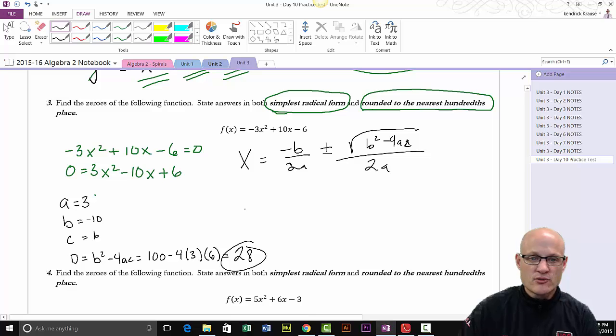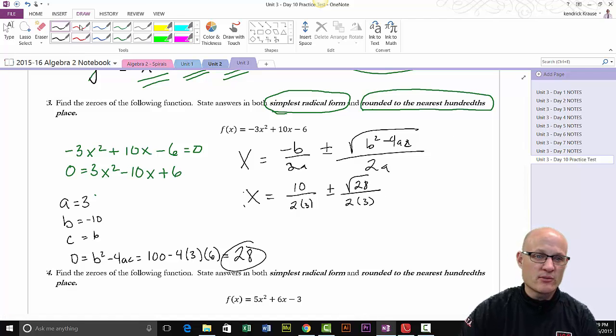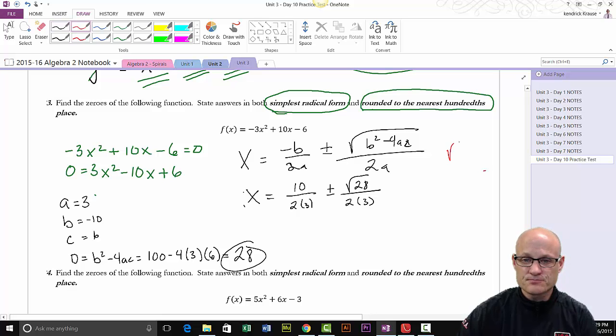Weird. So x is equal to negative b, which is positive 10, over 2 times 3, plus or minus the square root of 28, since I already did all that work, all over 2 times 3. Now I know I'm going to have to simplify the square root of 28, so I might as well do this off to the side here. That's 4 times 7, which is 2 radical 7. So I'm going to put that right here. 2 radical 7. So I'm really ready to roll now.